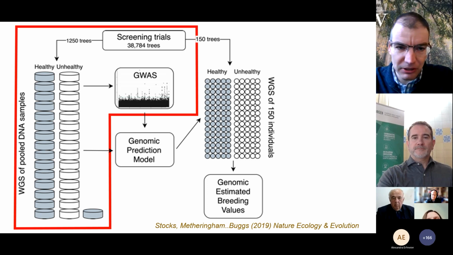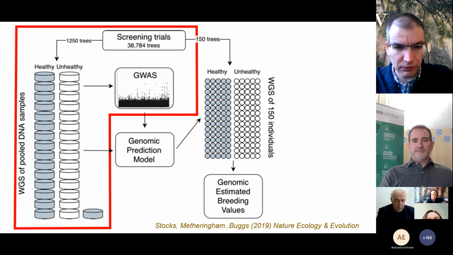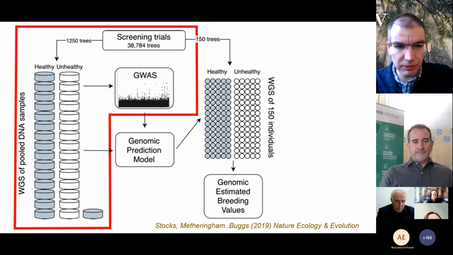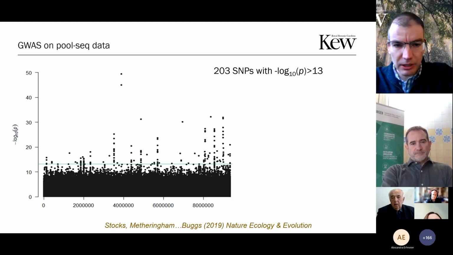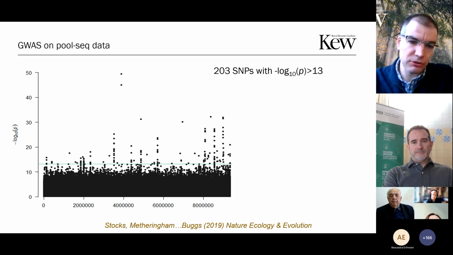It's not that we think this is a binary trait, but for the power of our GWAS, we had to just take the most healthy trees and unhealthy trees and compare them. And so we did that. The total number of trees involved in the GWAS was 1,250.